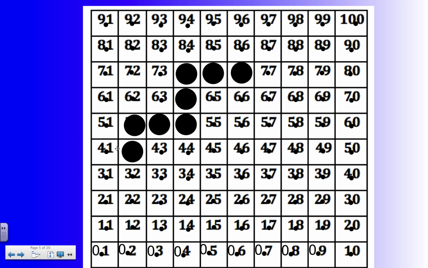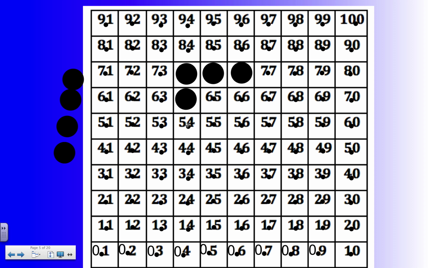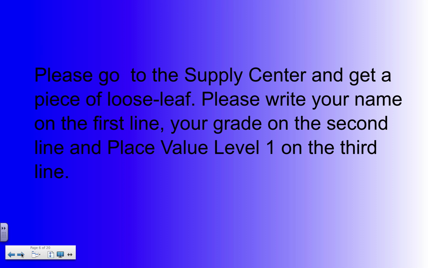Okay, I'm just going to show you how I do these. So for example, if this is 4.1, this is going to be 4.2. Above 4.2 is 5.2 right there. Okay, next to 5.2 is 5.3 and 5.4. Above 5.4 is 6.4. Above 6.4 is 7.4. Next to 7.4 is 7.5. And finally, next to 7.5 is 7.6. Okay, so hopefully that gives you some background.